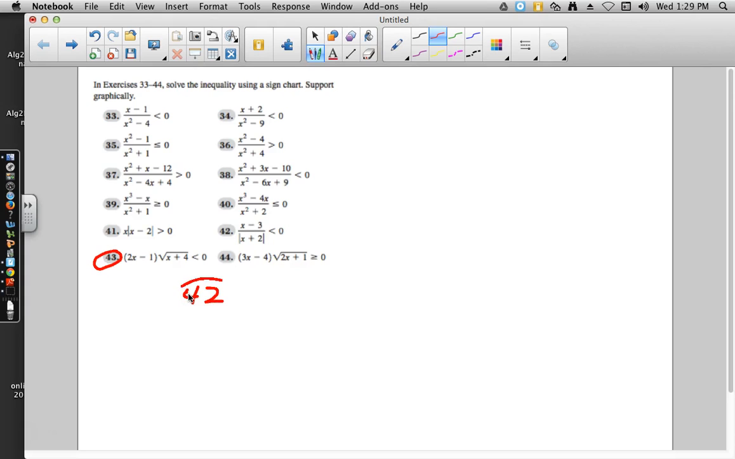And what that means is basically they don't want us to just get the graph of this and use that as a visual. So it says support graphically, which means we can check our answer when we're done, but really we should be using the sign chart for this. So the first issue in number 43, the 2x minus 1 is perfectly fine. We've dealt with that before. We can certainly find that 0.